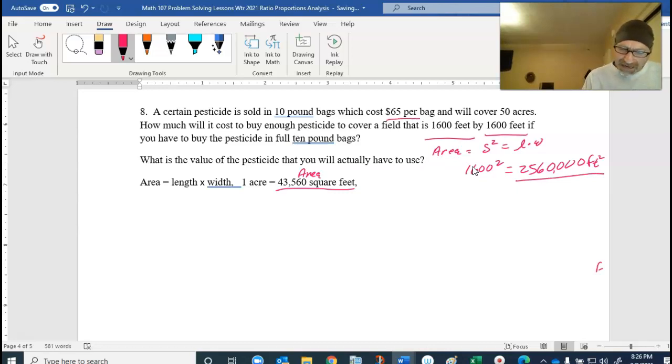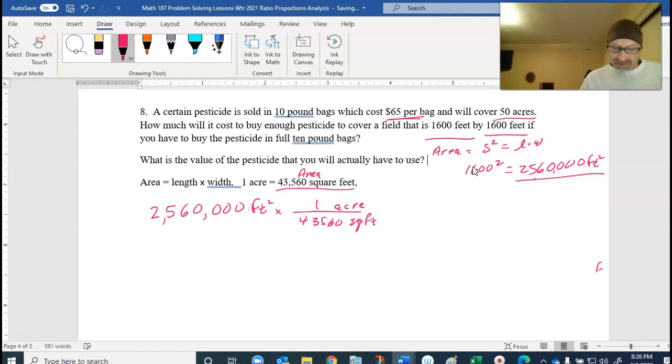But notice the $65 bag covers 50 acres. So let's change this to acres and see how many acres we have. So this is actually 2,560,000 square feet. And to convert that, we got to have square feet down here, right? So we have 43,560, and that's 1 acre. So basically we're going to take that 2,560,000 and divide it by 43,560.